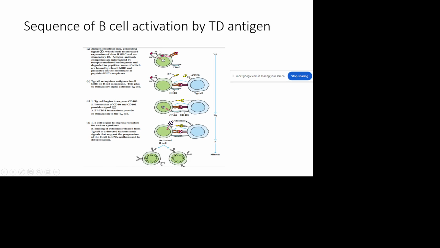These antigen-antibody complexes are internalized by receptor-mediated endocytosis and degraded to peptides. Some of these peptides will bind with the class 2 MHC protein and go to the cell surface, where the class 2 MHC will be presenting this peptide. Now the helper T cell will come and recognize this antigen-class 2 MHC complex on the B cell membrane.